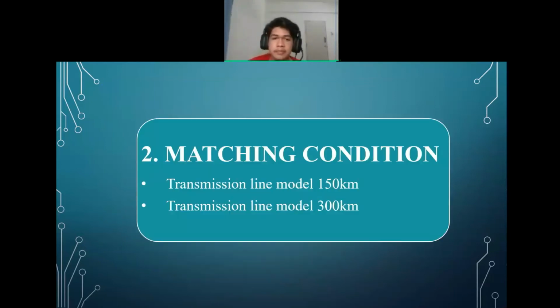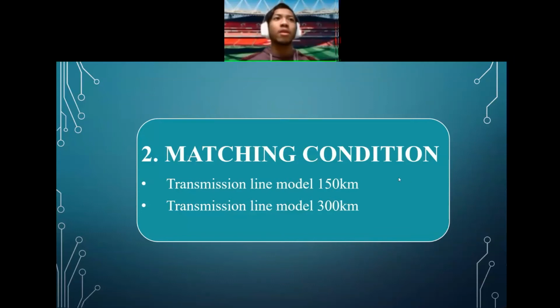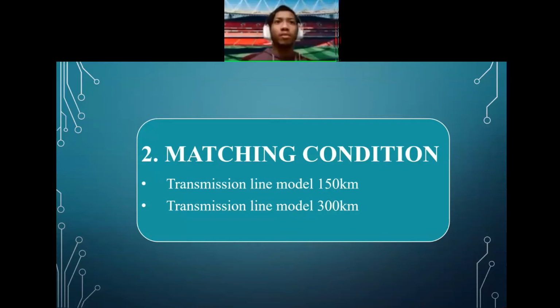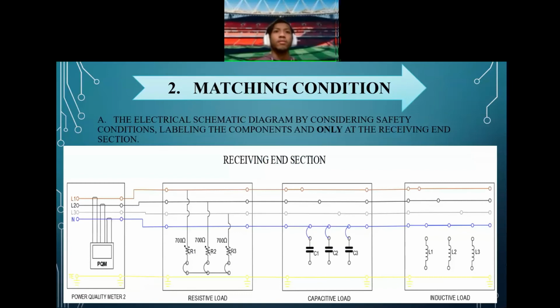Next, I will discuss our topic, the matching condition, as to the transmission line model 150 km and model 300 km. For the matching condition, the electrical schematic diagram considers safety conditions, labeling and components, and only the receiving end section. This is the receiving end section. As you can see, they have a power quality meter, resistive load, capacitive load, and inductive load.